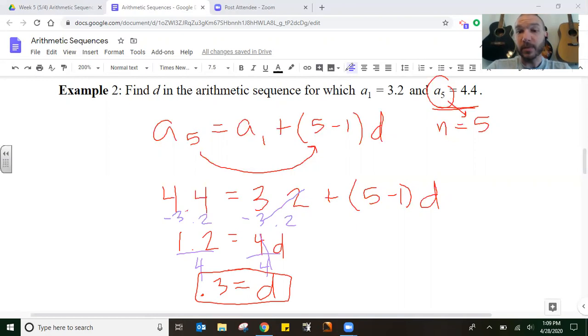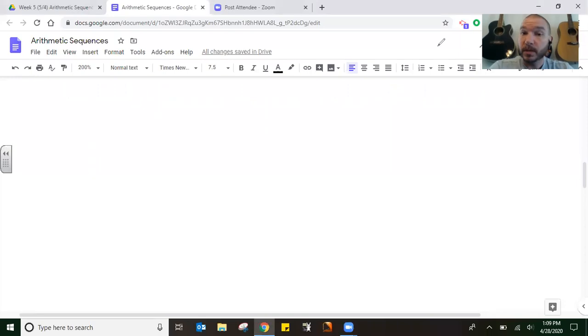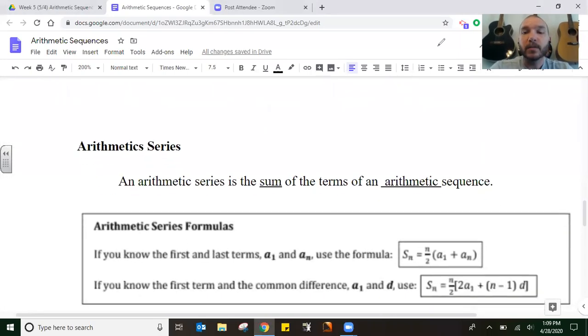So they gave me a sub 1 and a sub 5, which means they also told me n equals 5. Because I'm just asking for d in this, I plugged in everything I knew and solved for d. Now I could write the equation that represents this sequence if I wanted to. All right. So that's how you use the formula to find missing pieces of a sequence. But don't forget, we're also talking about arithmetic series.